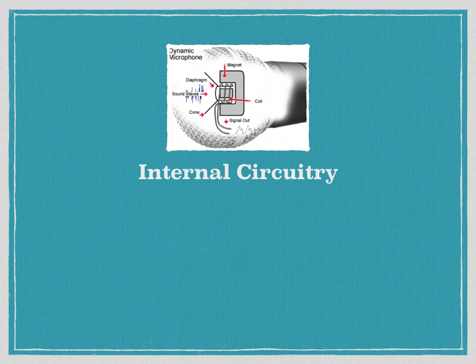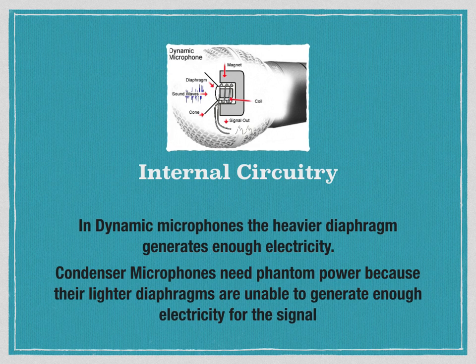So this means that the dynamic microphone does not require the use of external energy sources such as phantom power, whereas condenser microphones need phantom power because their diaphragms are lighter and unable to generate enough electricity for a signal.